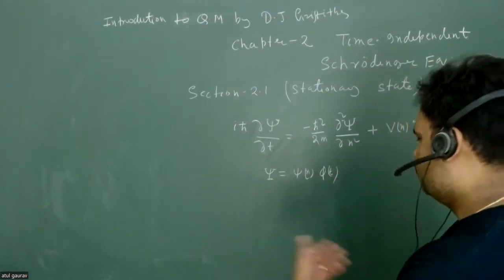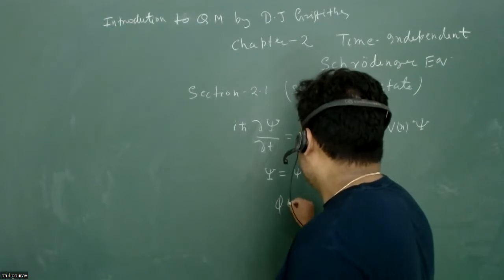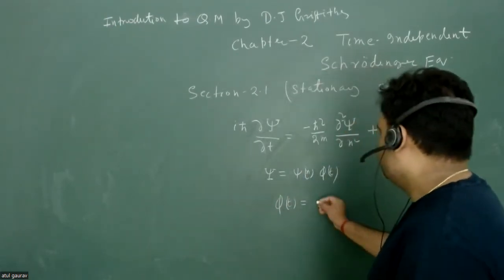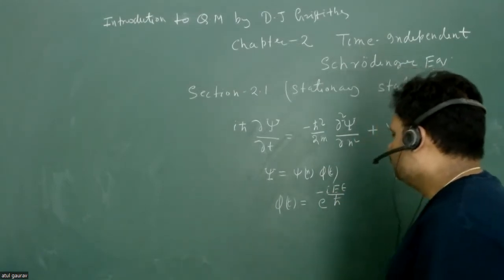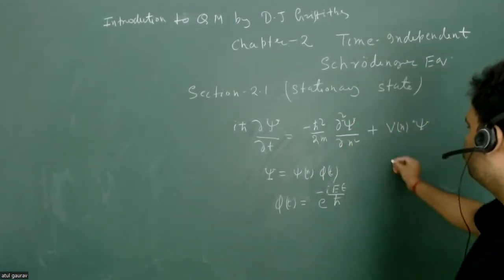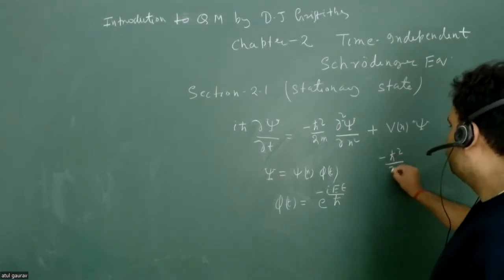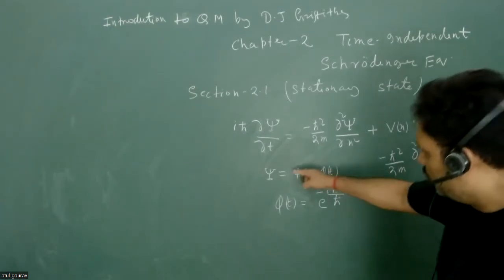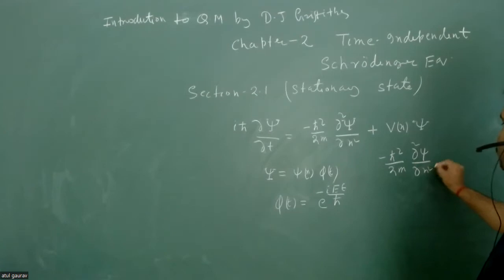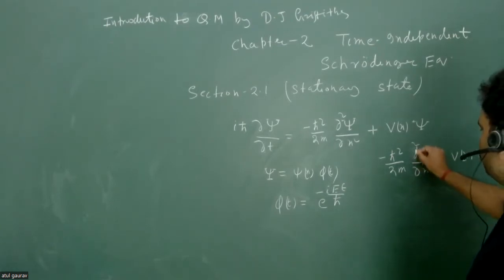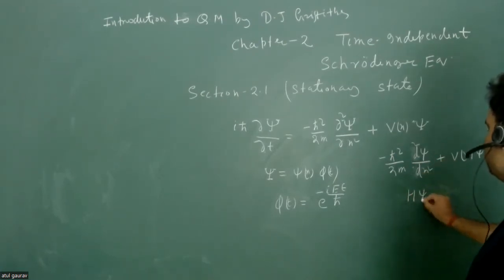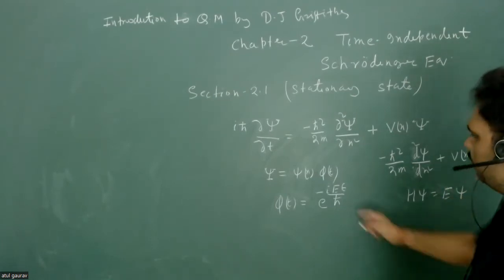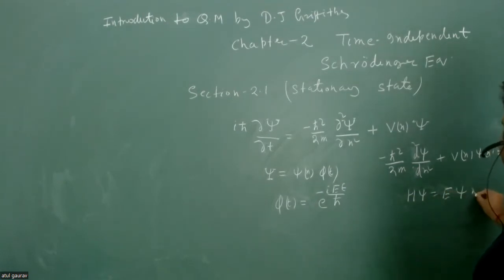But basically, we find that this phi(t) is nothing but e to the power -iEt/ħ. And psi(x) is the solution of the differential equation -ħ²/2m ∂²ψ/∂x² + Vψ(x). I am using a small psi here, and since we have only one variable, we can just use d instead of the partial derivative. This value is equal to Eψ. So here we have Hψ = Eψ, and this E is associated with the wave function psi as a function of x.